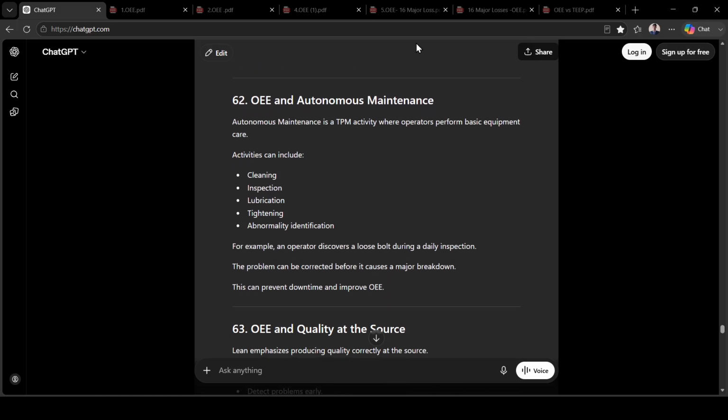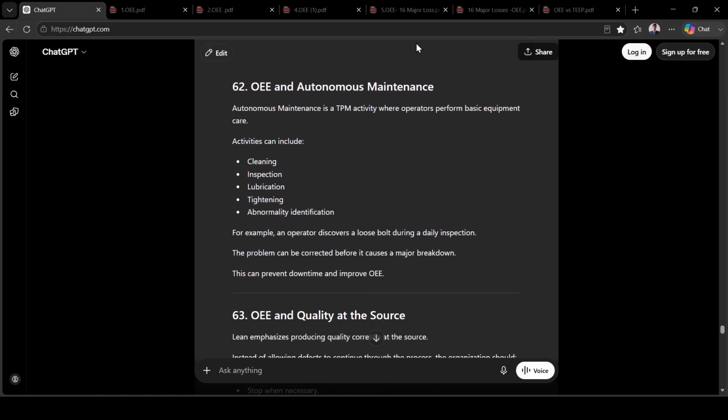OE and autonomous maintenance. Autonomous maintenance is a TPM activity where the operator performs basic equipment care. Activities can include cleaning, inspection, lubrication, tightening, abnormality identification. For example, an operator discovers a loose bolt during a daily inspection. The problem can be corrected before it causes a major breakdown. This can prevent downtime and improve flow.